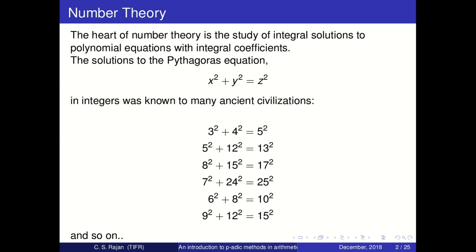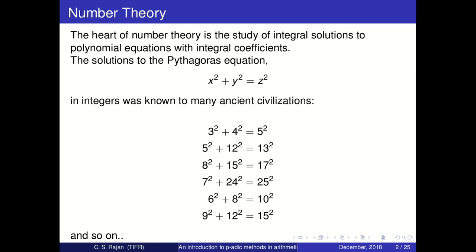The solutions to the Pythagoras equation x squared plus y squared equal to z squared in integers were known to ancient civilizations. I think the Sumerians knew it 4000 years back. They had a list of 60 numbers, examples, which we all know from school days. This is one of the few equations one can solve explicitly, but I'm not going to go into the solutions, though it's fairly nice to know them.